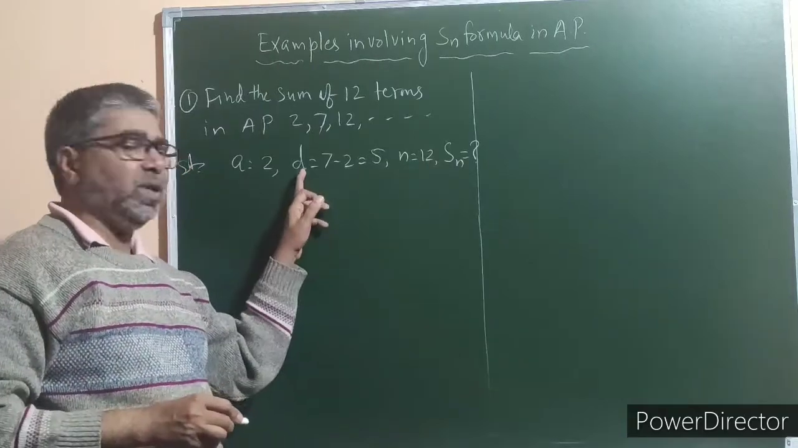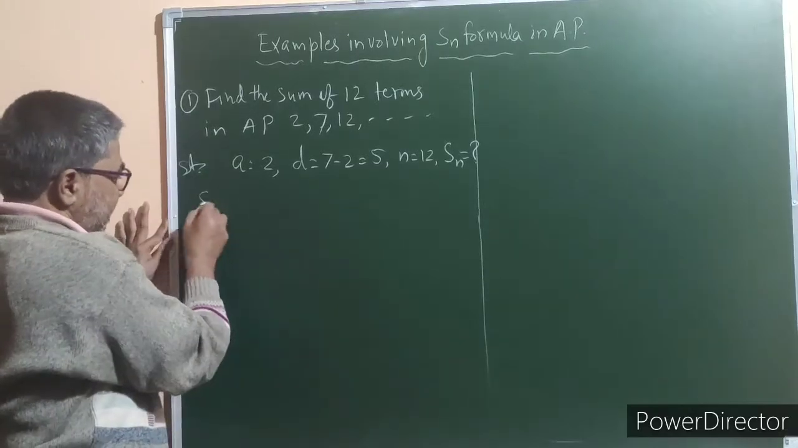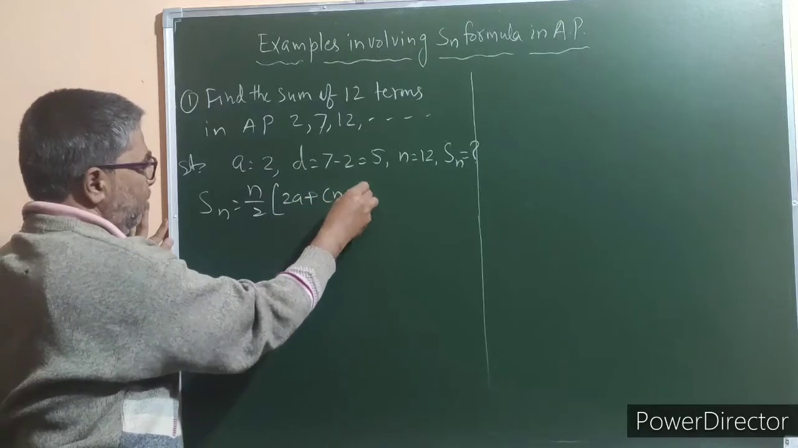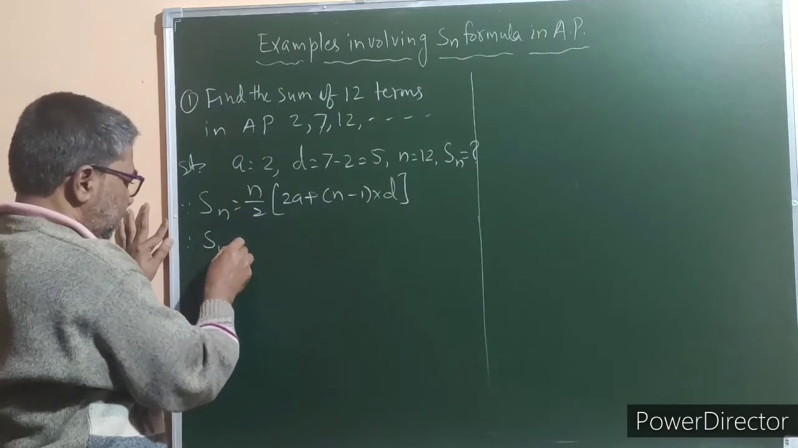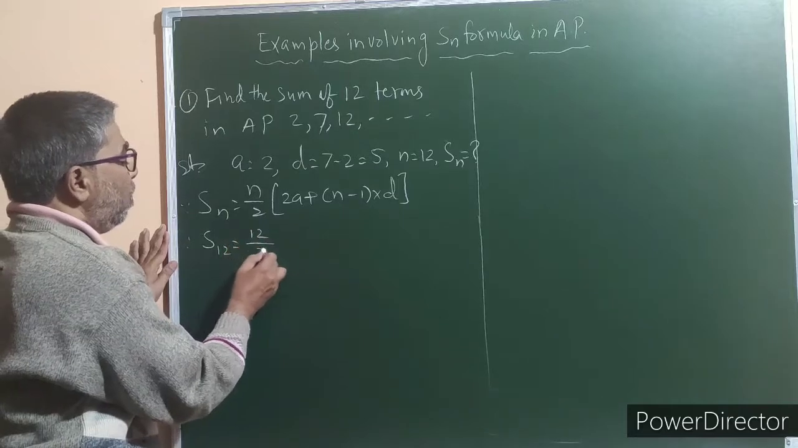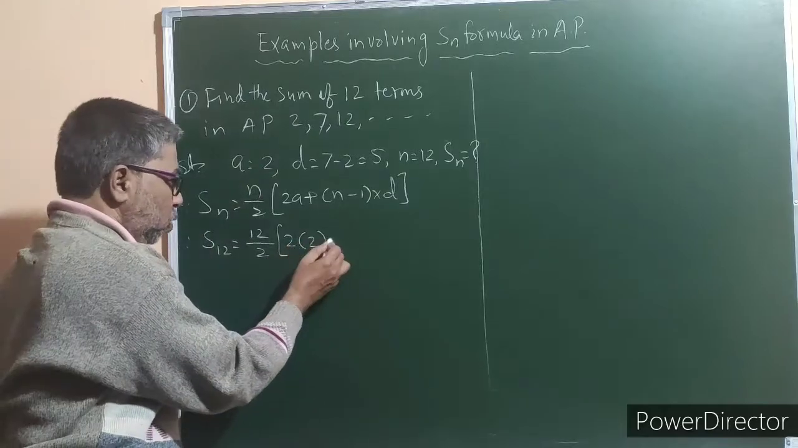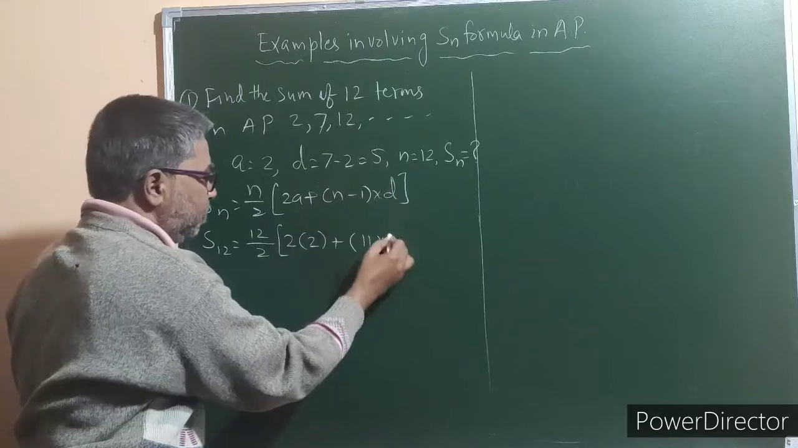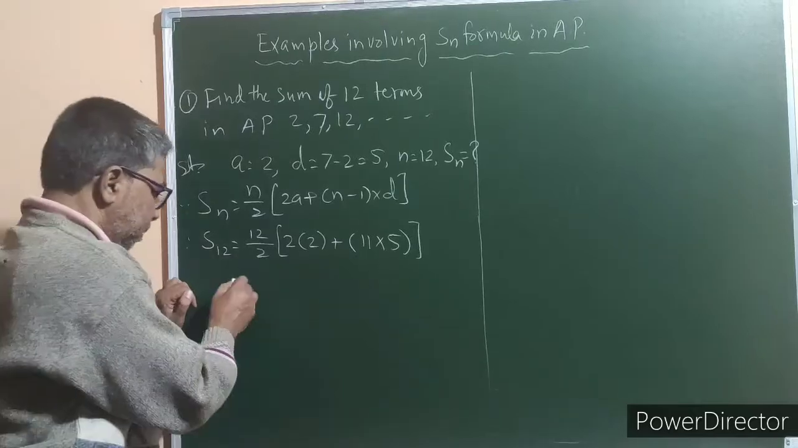Now as in this example the value of d is given, we have to apply the first formula, that is Sn is equal to n upon 2 into bracket 2a plus n minus 1 multiplied by d. So S12, the sum of 12 terms, is equal to 12 upon 2 into bracket 2 into value of a, which is 2, plus n is 12, 12 minus 1 is 11, multiplied by value of d, which is 5, close the bracket. After substituting the values, you simplify.